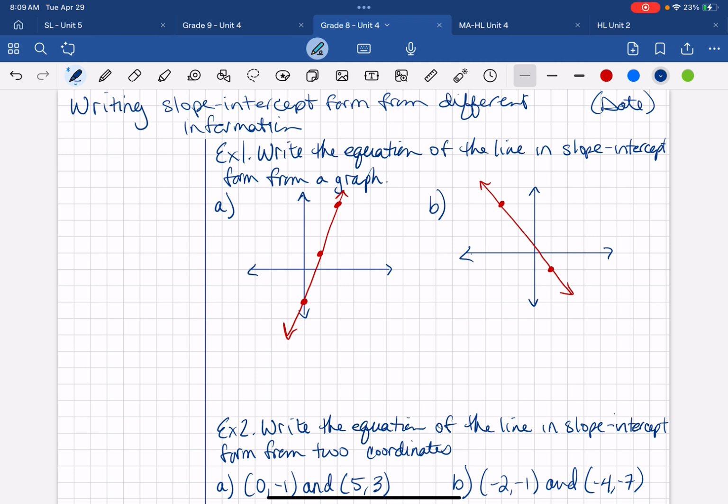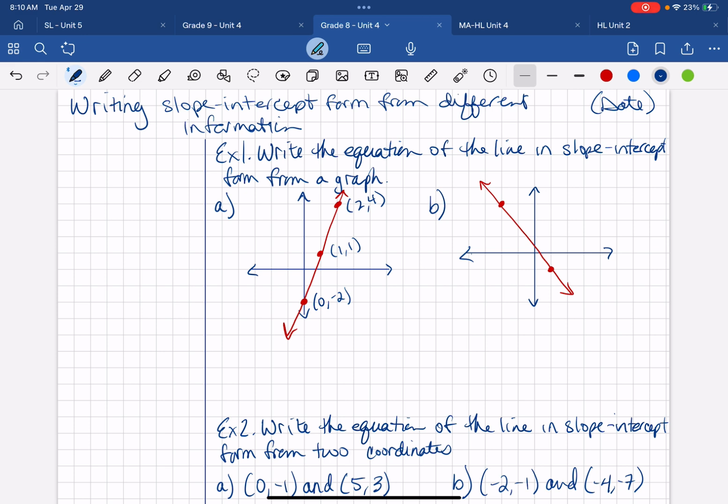Example 1: write the equation of the line in slope-intercept form from a graph. So the first thing that we want to do is identify the information that we have. I have 3 different coordinates, and then I also notice that my line has a positive slope. So I kind of understand what my equation will look like.